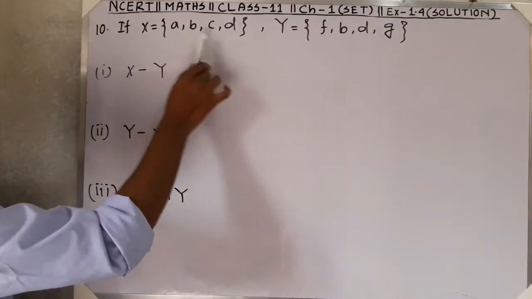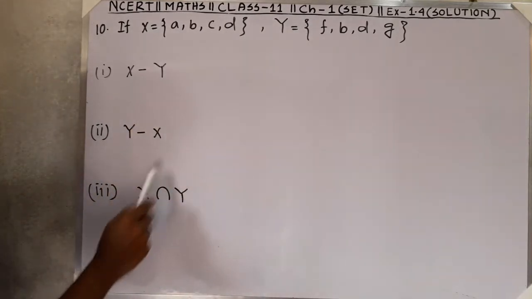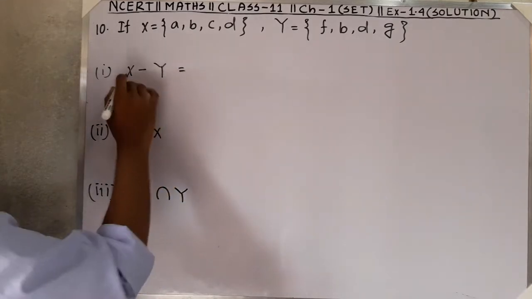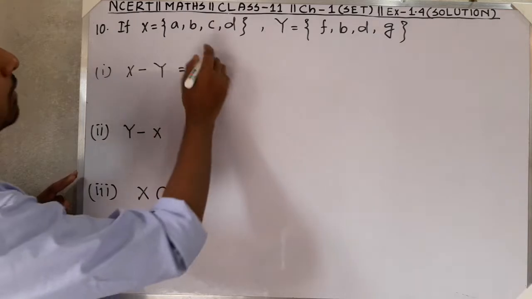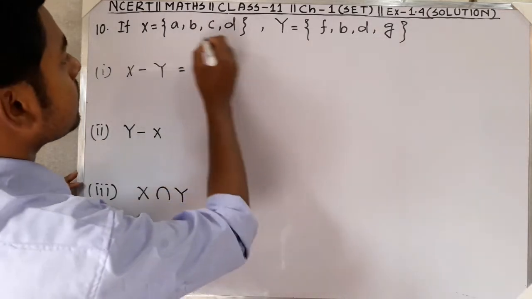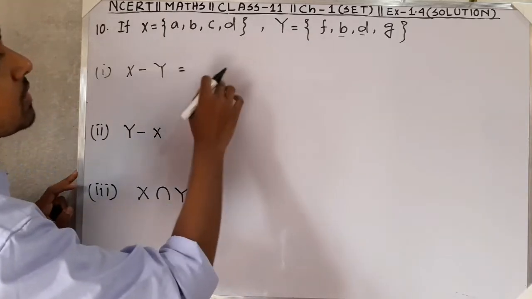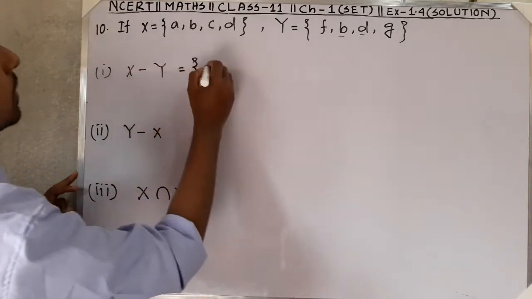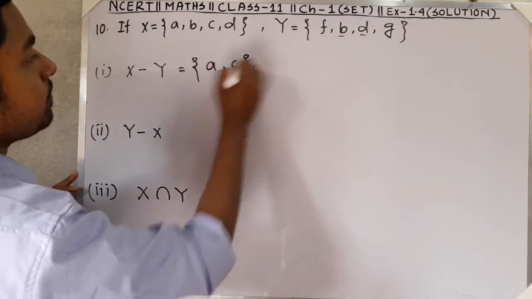Now question number 10. We are given two sets X and Y, and we have to find out X minus Y, Y minus X, and X intersection Y. First of all, we are taking X minus Y. So all the elements of X but except common elements. What are the common elements? B and D are the common elements. So all the elements of X, so A, B and D common, only C.